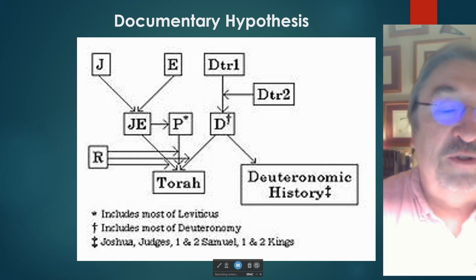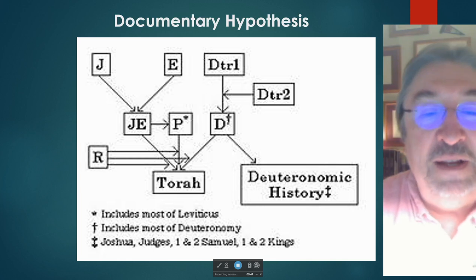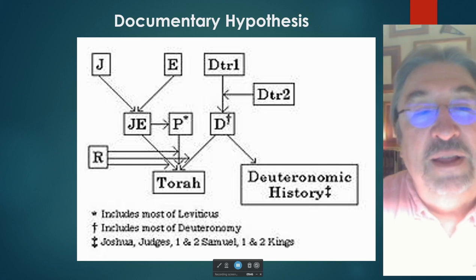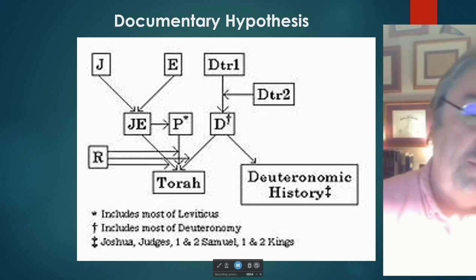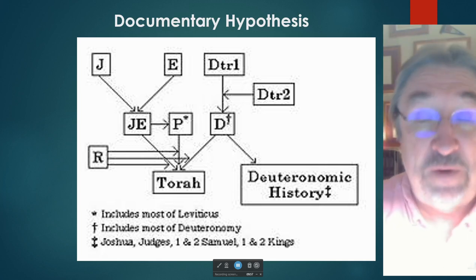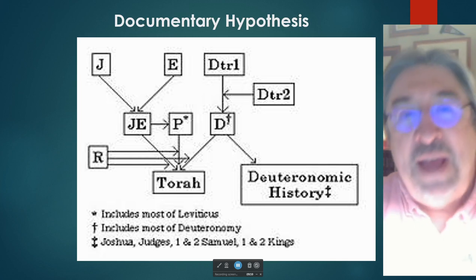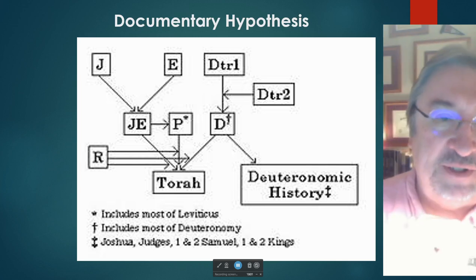That particular source of Deuteronomy then joined with the Yahvist and Elohist, the priestly, into the Torah, the first 5 books of the Bible. That's the documentary hypothesis.